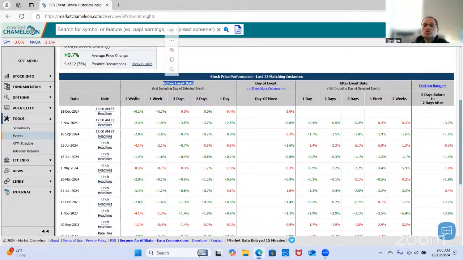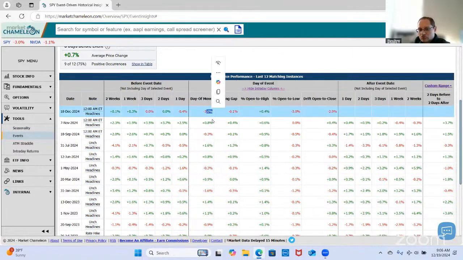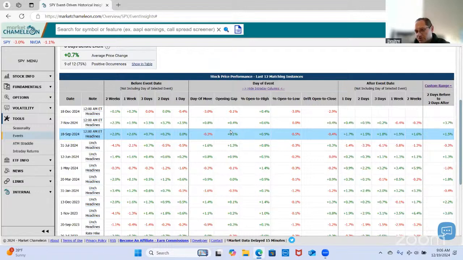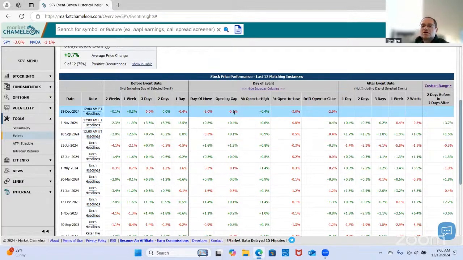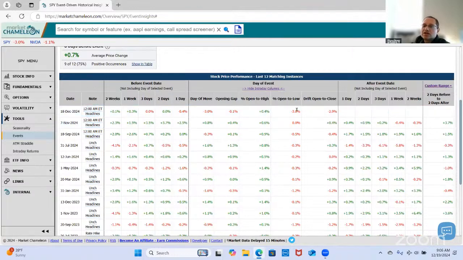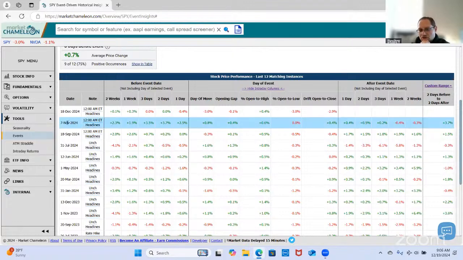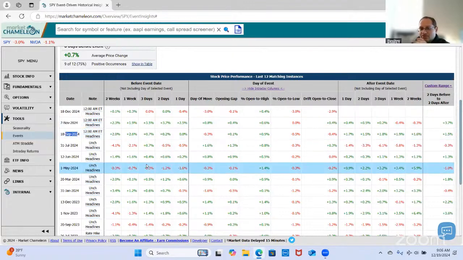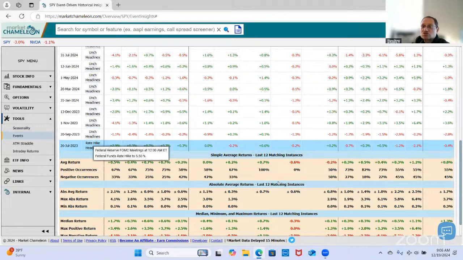So leading up to it, 2 weeks, 1 week, 3 days, 2 days, 1 day. This is the day of the event, which would have been equivalent to yesterday. If we expand that, we have what the stock did on the day from the previous day's close, the opening gap, the open to the high of the day, the open to the low of the day, and from the open to the close. And these are all the historical Fed meetings for the last 12 meetings.